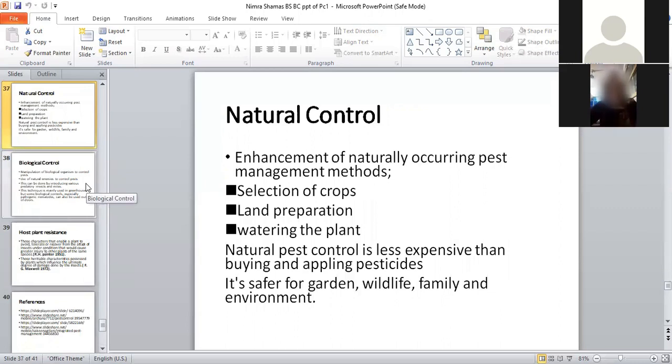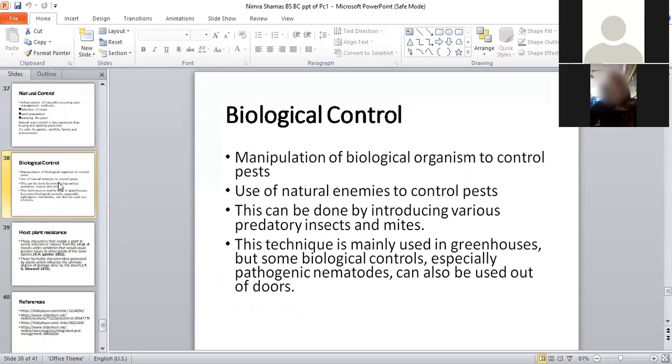Natural control enhancement. Natural control is not a chemical method, and it is very beneficial to human health. Like the selection of crop, fertile soil, land preparation, and watering the plant. These are the natural methods to control pests. They are less expensive and very beneficial to human health, so prefer to use natural methods instead of chemical methods.